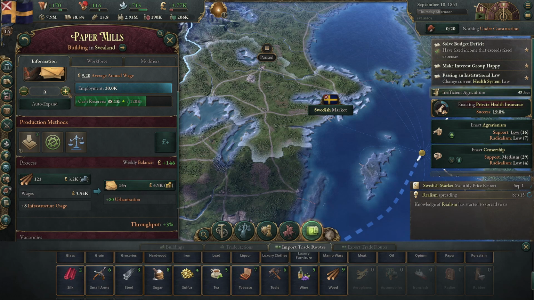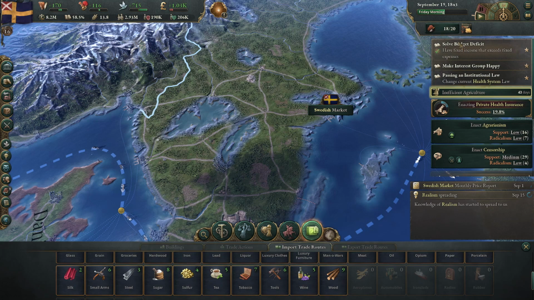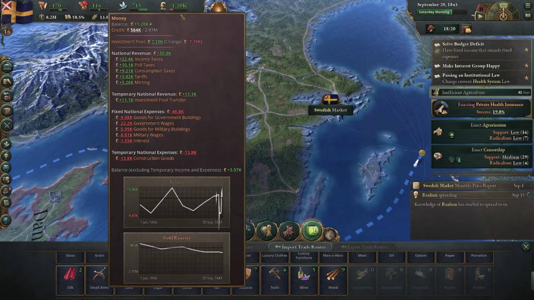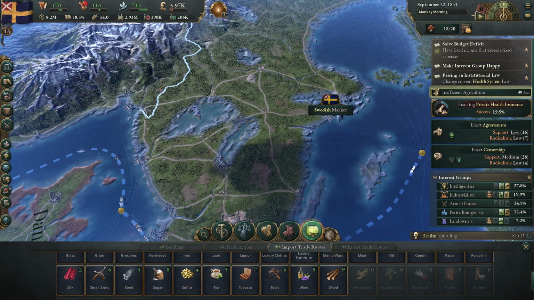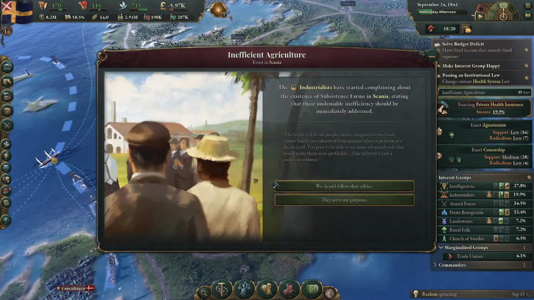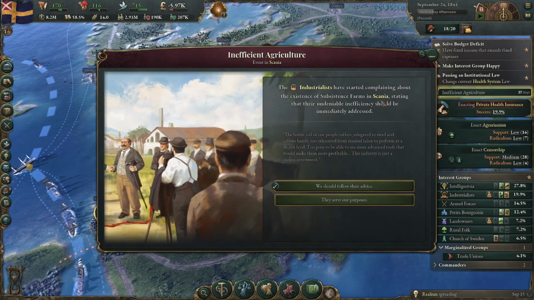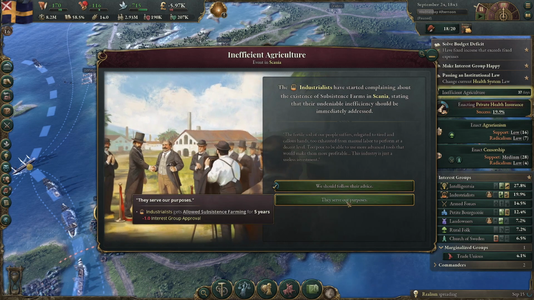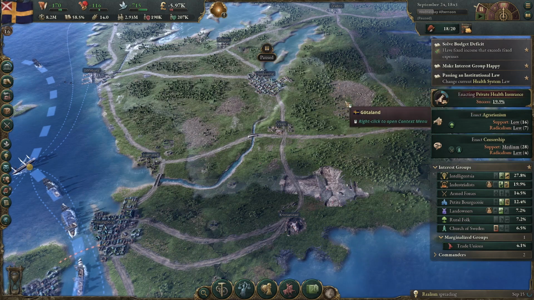I think we're going to have to expand our paper production. What I want to do is keep that in profit so that we can build back our gold reserves. So we're going to be building quite low-level buildings to begin with. What have we got here? Inefficient agriculture. Industrialists have started complaining about the existence of subsistence farms in Scania. They serve a purpose. Yeah, I think we'll do that.